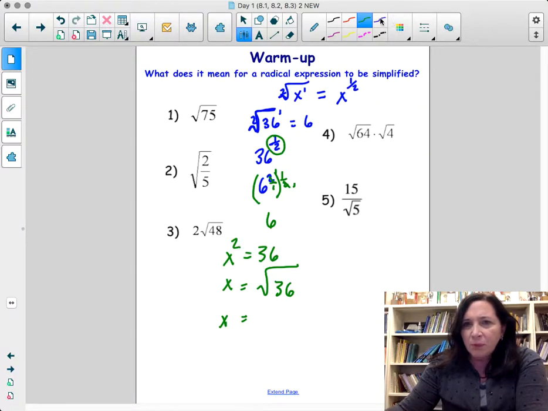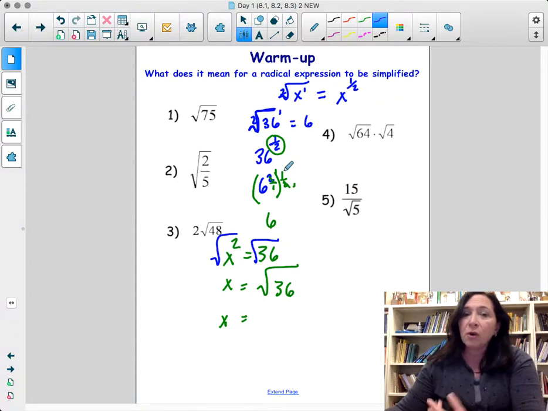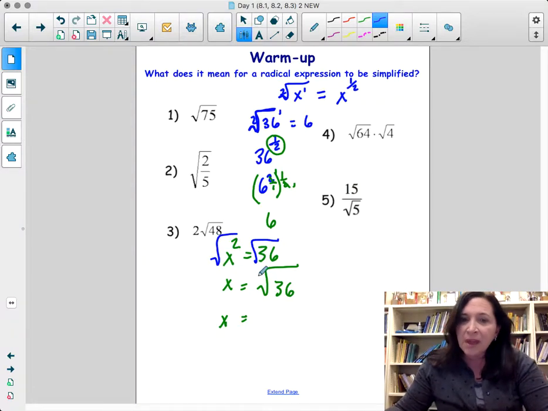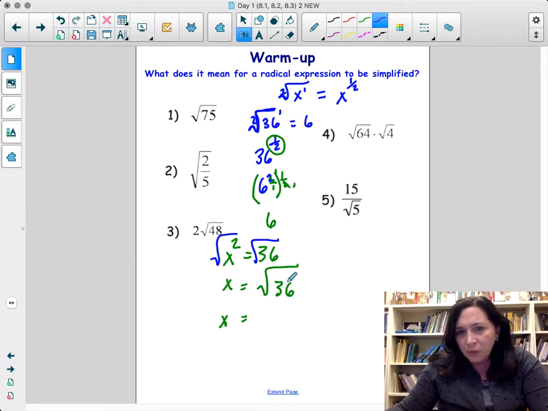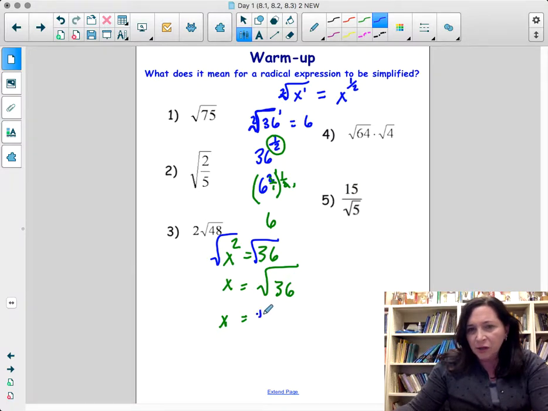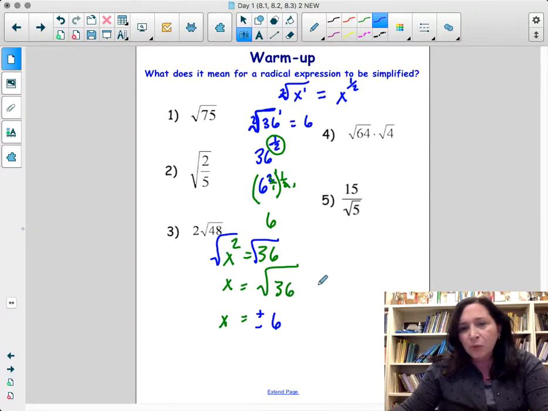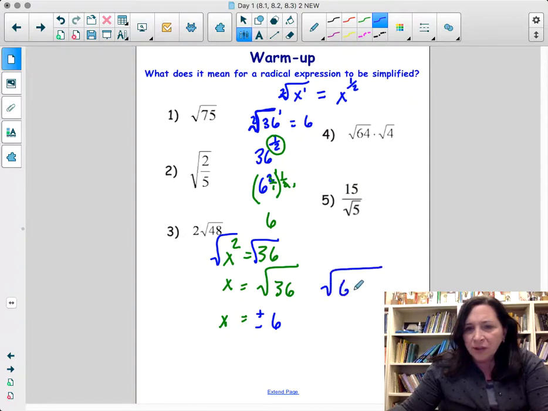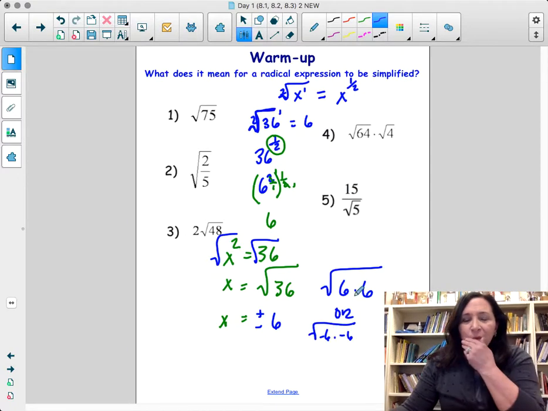And then what happened was you said, okay, I'm going to solve for x and I'm going to square root both sides, which we just know why that happened. That disappeared. But when you square root a square like this, technically you're going to get two answers. You're going to get a positive 6 and a negative 6. The reason being is because you don't know if they're actually saying 6 times 6 or if they're saying negative 6 times negative 6.